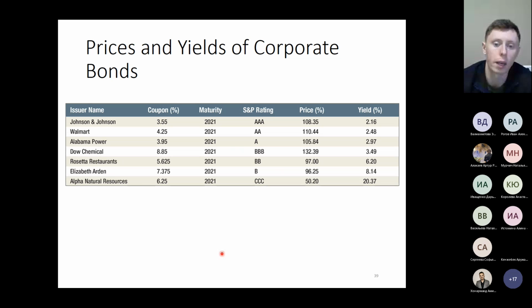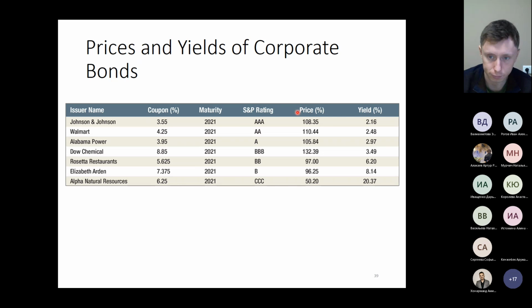And why do firms want to have better ratings? Because it allows them to borrow money cheaper. So here is some historical data on the coupon and the yield to maturity of different firms. And you see the better the rating, the lower the yield, so the firm would borrow cheaper. Alpha Natural Resources in the period of analysis had some troubles, and the price of this instrument fell to half of the face value.